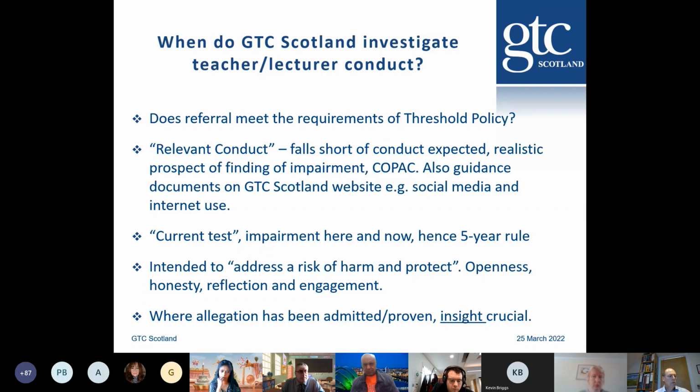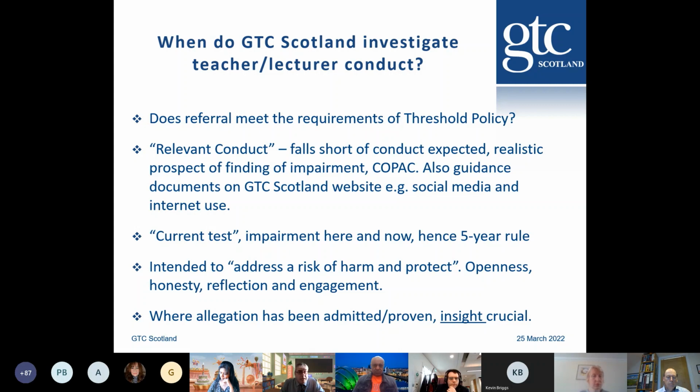Our processes are intended to address a risk of harm and to protect. Openness, honesty, reflection and engagement are key aspects of the process. We recognise that professionals sometimes make mistakes. Teaching and lecturing can be particularly demanding jobs, and it would be impossible not to get things wrong sometimes. As stated earlier, the process is not about punishing professionals for mistakes made, but about ensuring that we have adequate protections in place so that learners are properly protected.